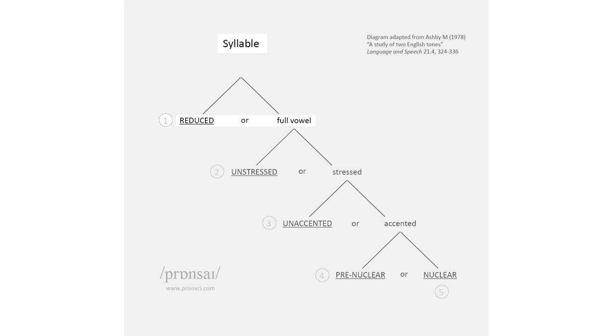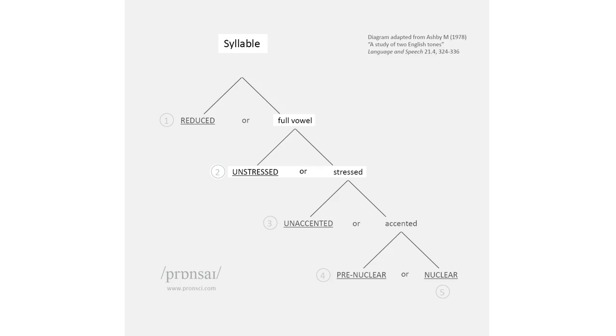First of all, a reduced syllable contains a schwa or another member of a schwa family. This is the lowest level of prominence possible. For example, the first syllable of the word about or the last syllable of the word nation are both reduced syllables. Alternatively, a syllable will contain a full vowel, i.e. a properly articulated vowel which can be clearly identified. If a syllable contains such a vowel, it can be either unstressed or stressed.